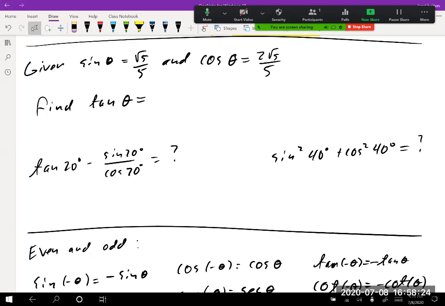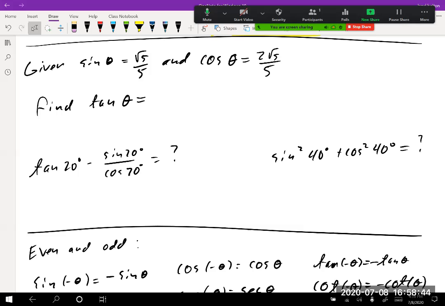There's other manipulations we can do as well. We'll come back to some of those in chapter 7 especially. So now that we have a little bit of this information, if I wanted to find the tangent of theta, let's say that I gave you sine of theta is equal to the square root of 5 over 5, and the cosine of theta is worth 2 square roots of 5 over 5.